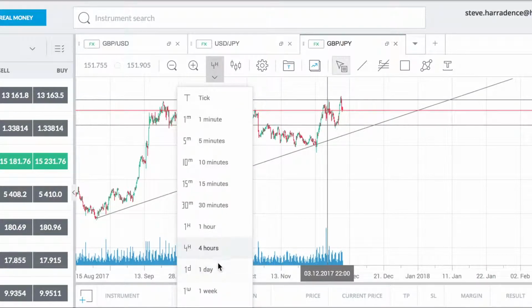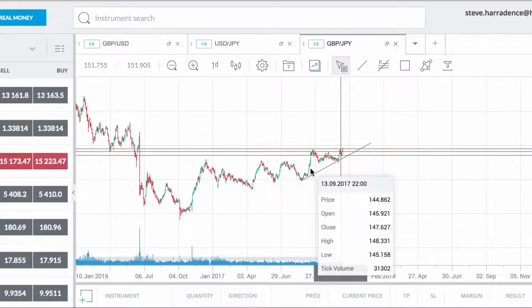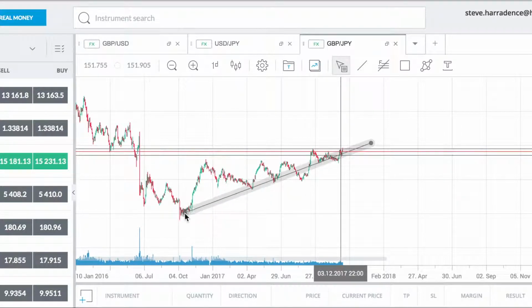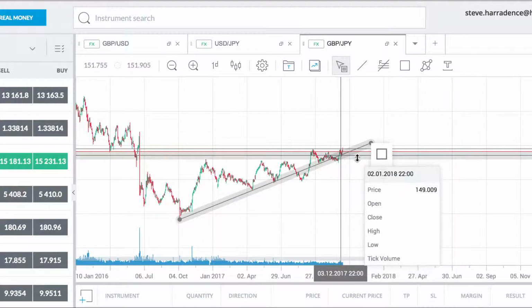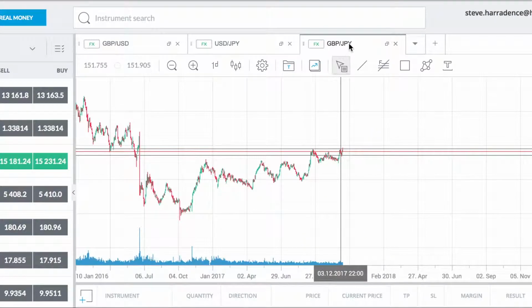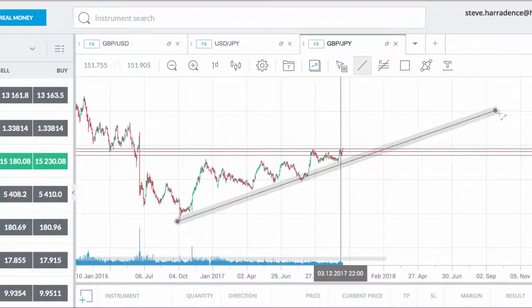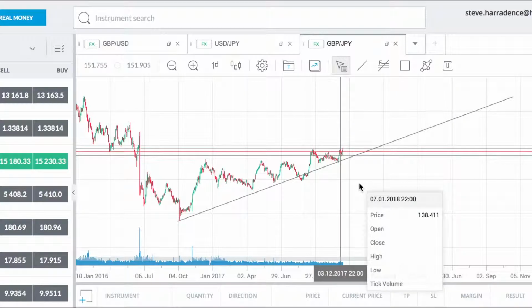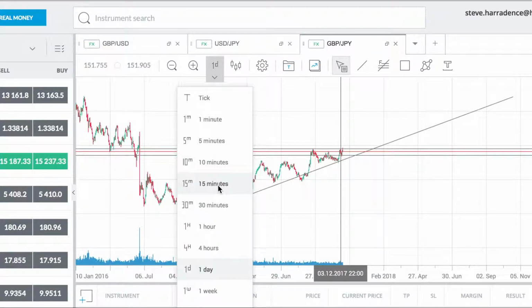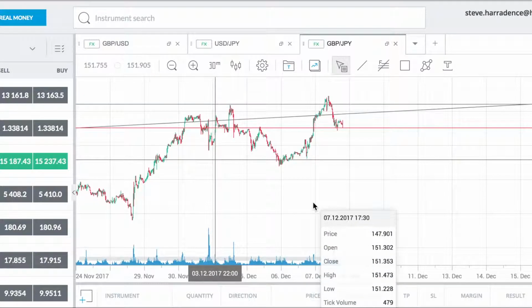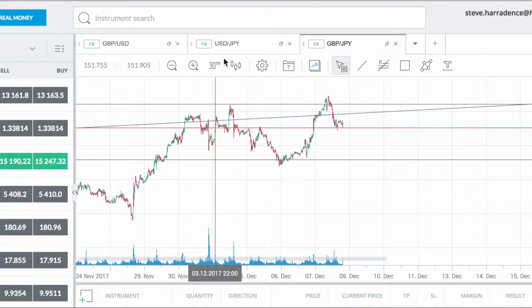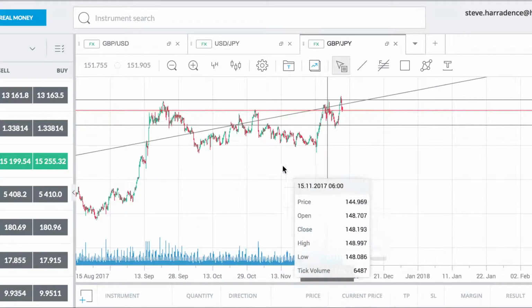If we go to the 1 day chart, actually no, let's draw that again. Actually let's delete it and start again. So there we go. There's a good support line. That's more long term, so all your long term traders out there. Go back to 4 hours.